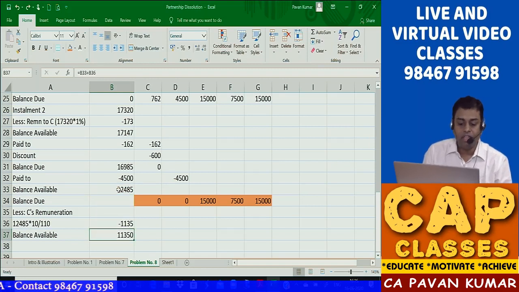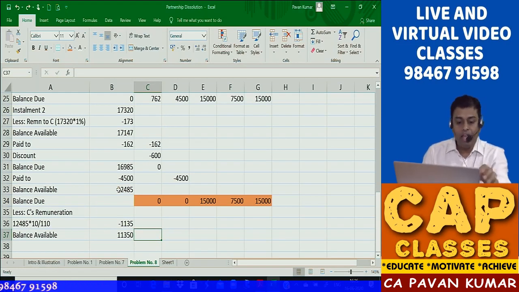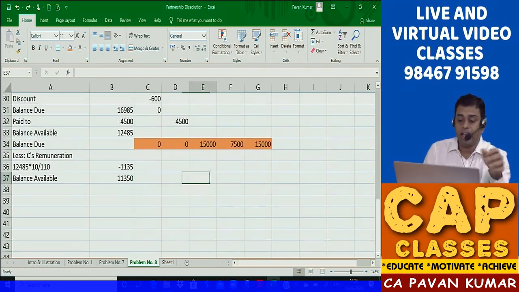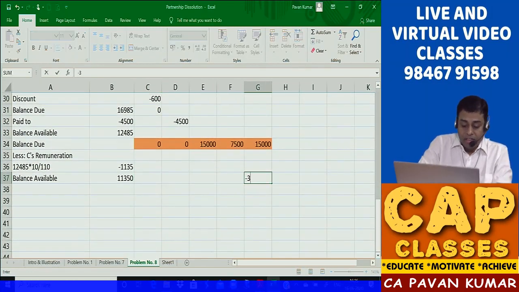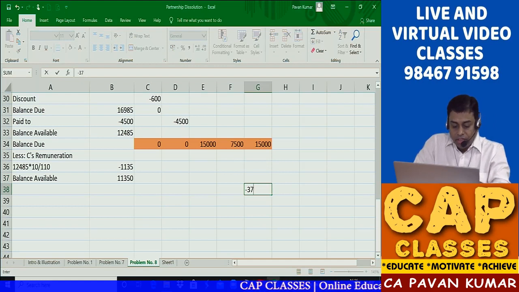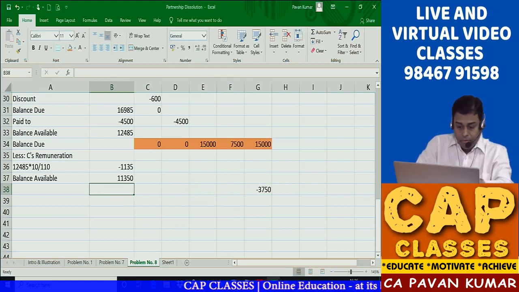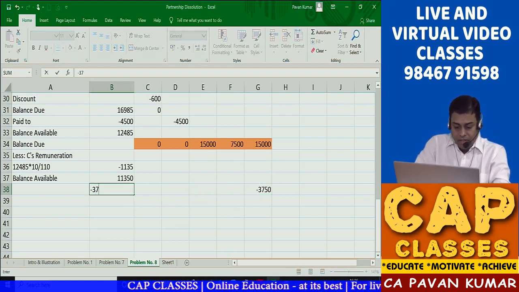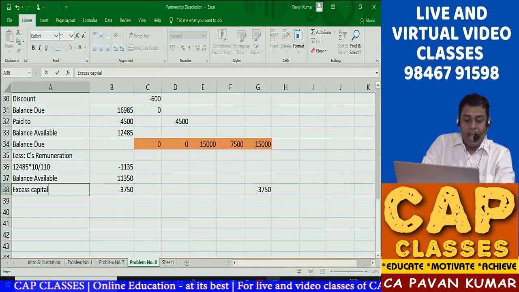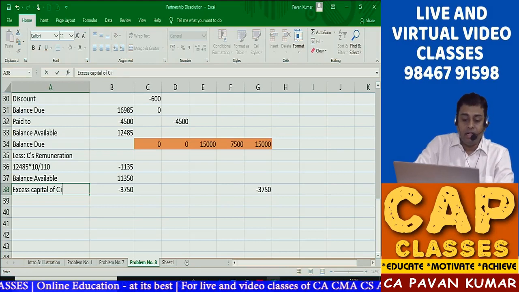So out of this 11,350, to whom will you pay? As per your working note, you will pay 3,750 first to this partner. Minus 3,750. So excess capital of C is paid first.